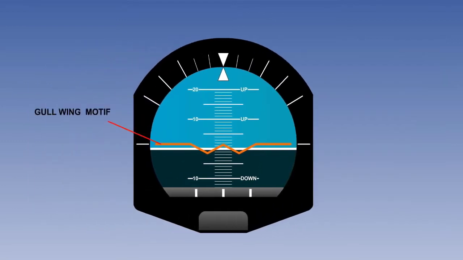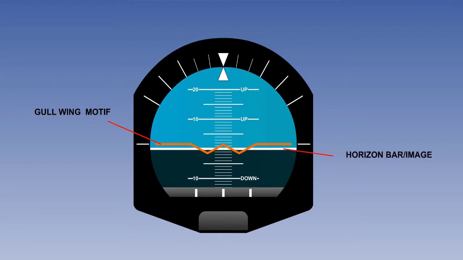A mechanical instrument display consists of a gull wing motif attached to or etched onto the instrument glass. The gull wing motif will therefore move with the aircraft in pitch and roll. Appreciating this fact is fundamental to reading the instrument.